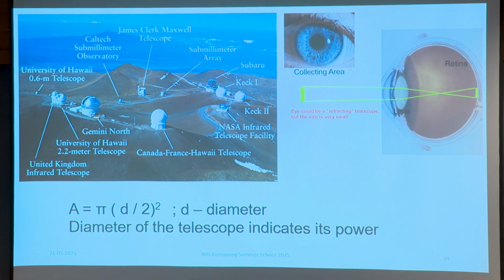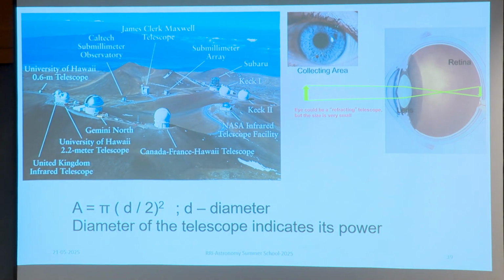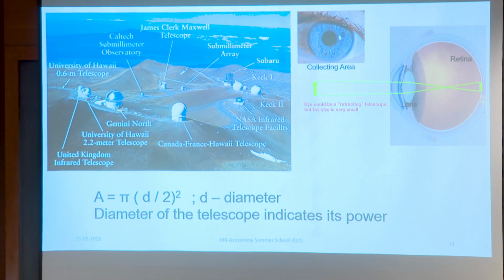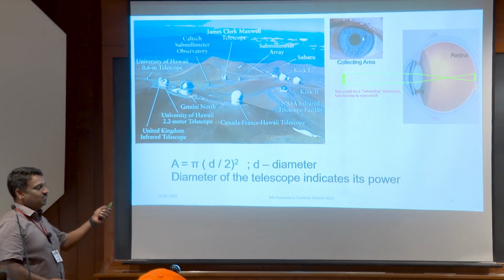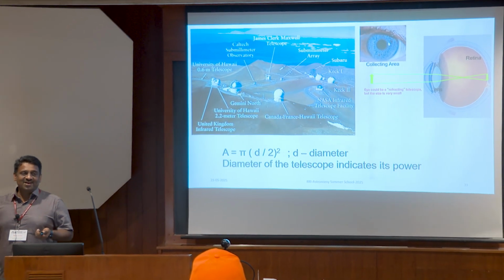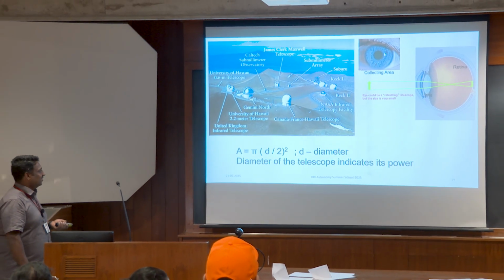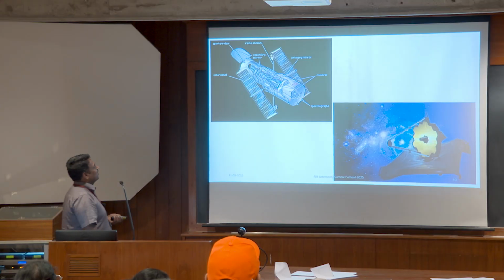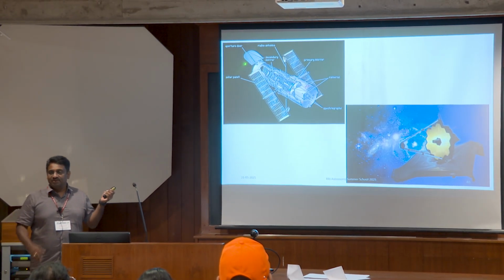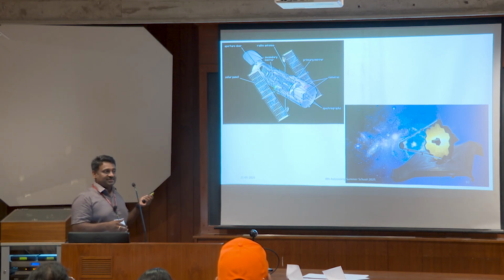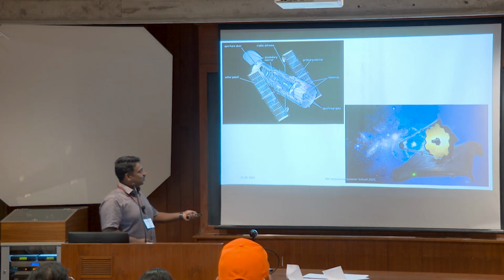And you all know that we all have a telescope, right? Our eye, basically, isn't it? You can actually calculate how much is the power of your eye. All right. So this is the space telescope. What is the size? HST? 2 meter diameter. What about JWST?